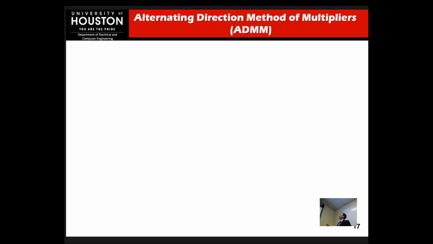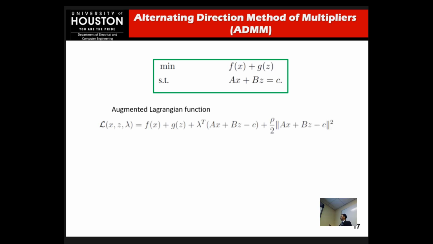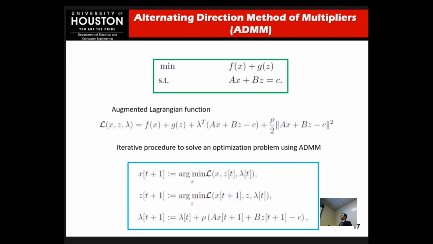ADMM is one of the possible frameworks to apply for designing a distributed algorithm. The basic idea of ADMM is that if we have an optimization problem with two blocks of variables, S and G, then we can solve the optimization problem in a distributed way. Like this: first we write a Lagrange function, then we do the iterative procedure here to achieve the optimal solution.